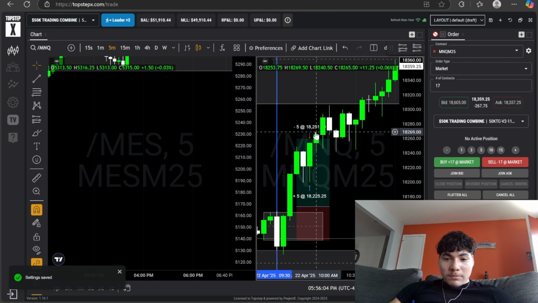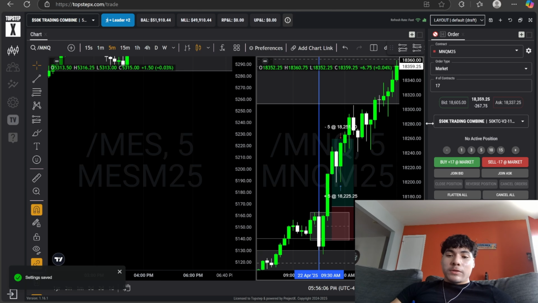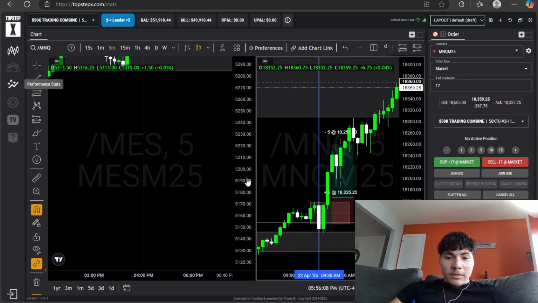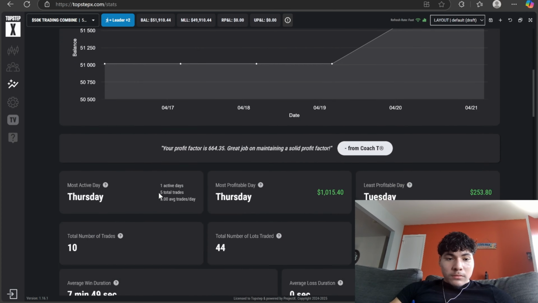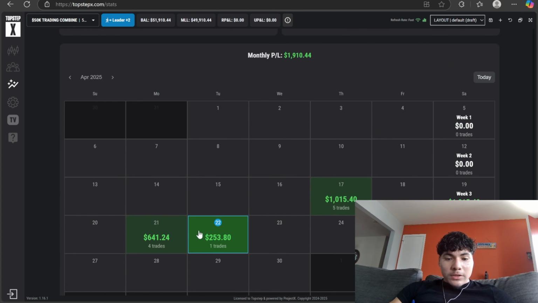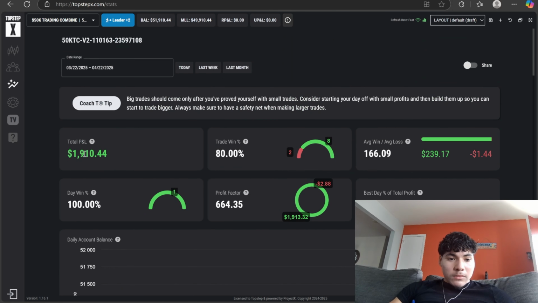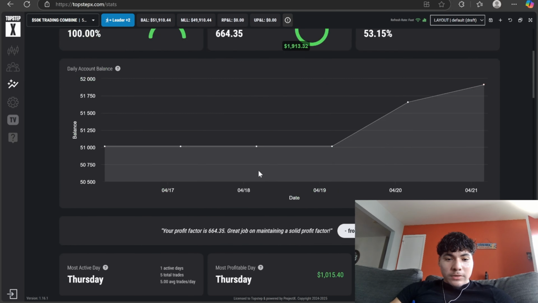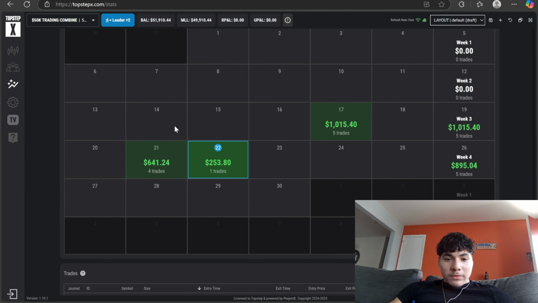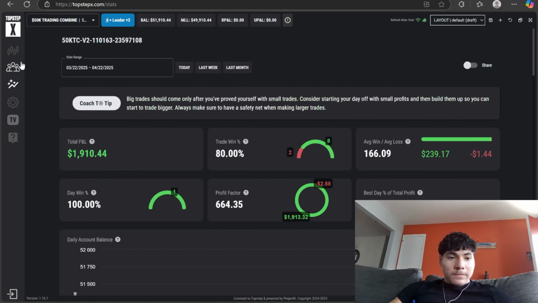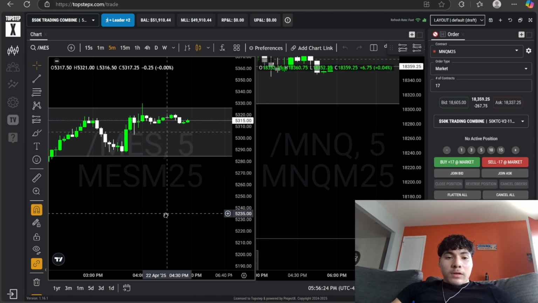Boom, we tap into this. Boom, sell right at the top. So made a quick, where is it? Made a quick $253 today. My account's now at 1.9K. And as you can see, we're 3 for 3 right now. No losing days.